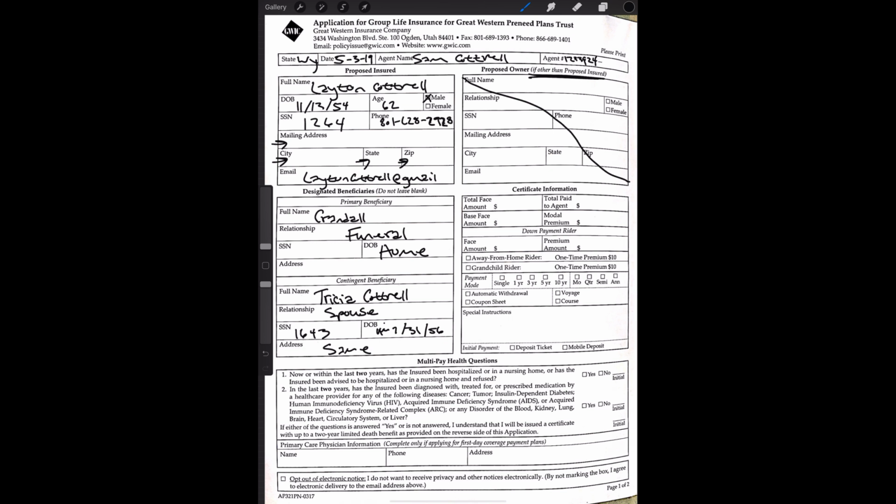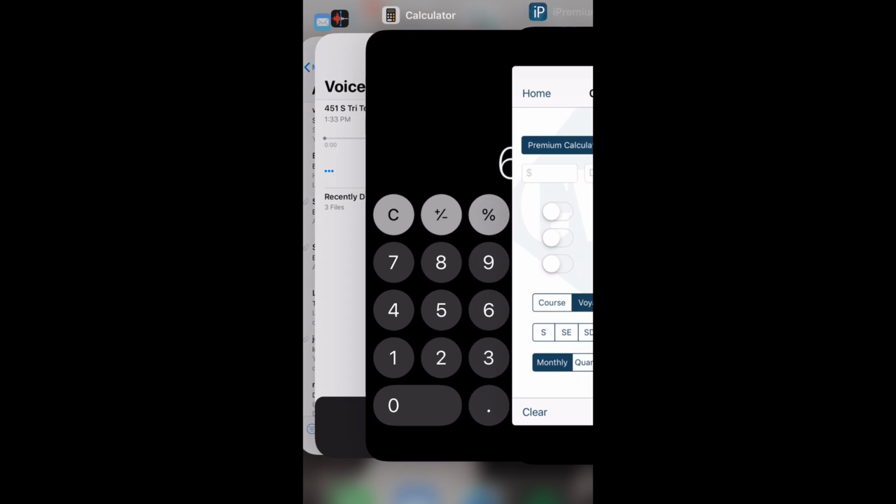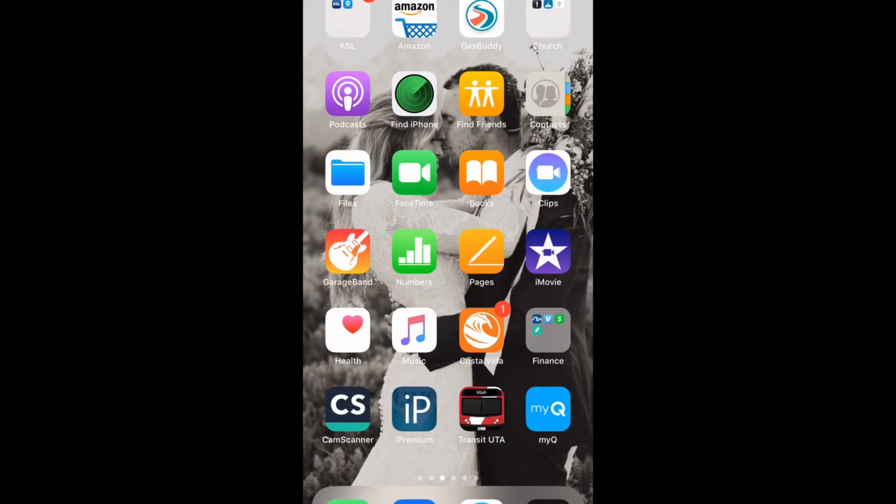Now over here in certificate information, this box here, we're going to use our iPremium app for most of what we're going to fill into this box. Okay. So we'll jump over to our iPremium app and take a look at that. Okay, so now we're looking at our iPremium app. This is an application by Great Western. If you don't have it, you need to download it. You'll download an application that looks just like this.